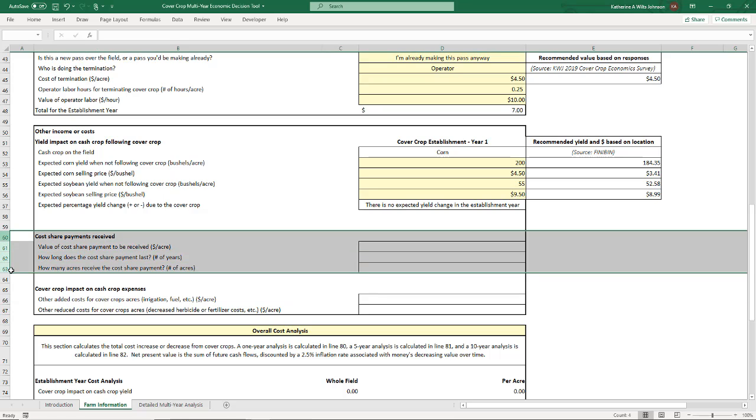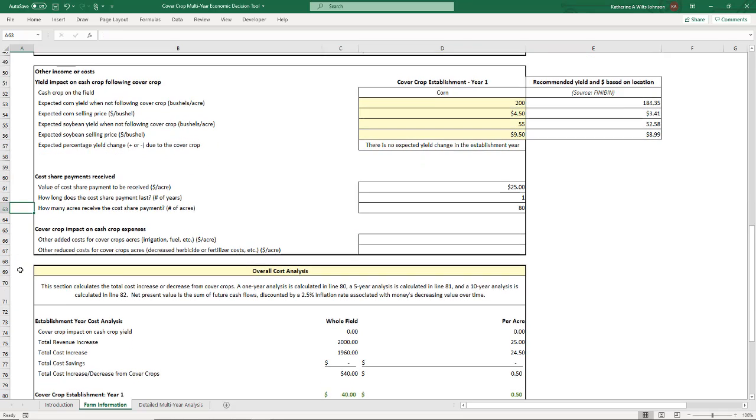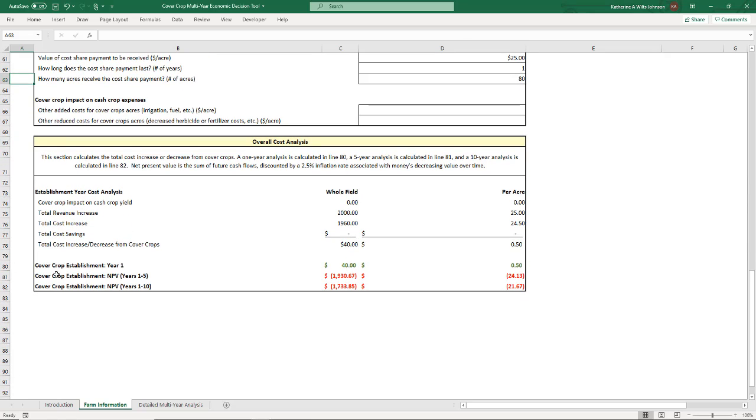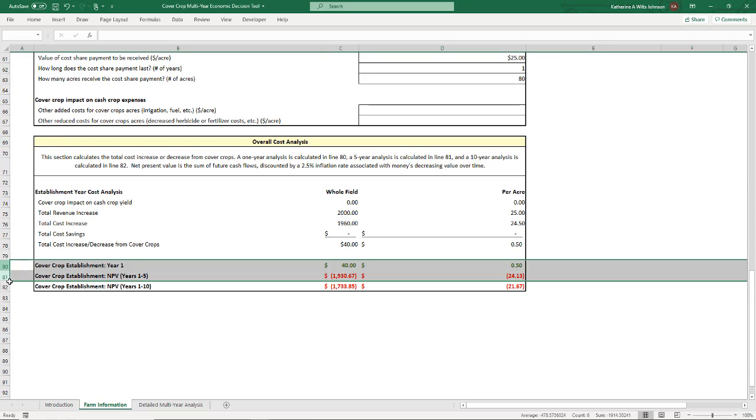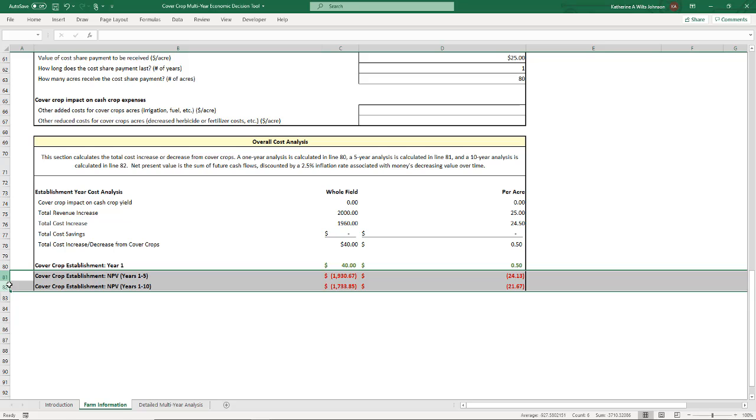Before, this farm did not report any cost share payment received. So let's go ahead and say maybe they do receive a cost share payment. Let's say $25 per acre received for 1 year on all 80 acres. So if we scroll back down, we can see, okay, so here we see a positive cash flow in this first year. However, it's still negative when looking at the 5-year and 10-year net present value analyses.